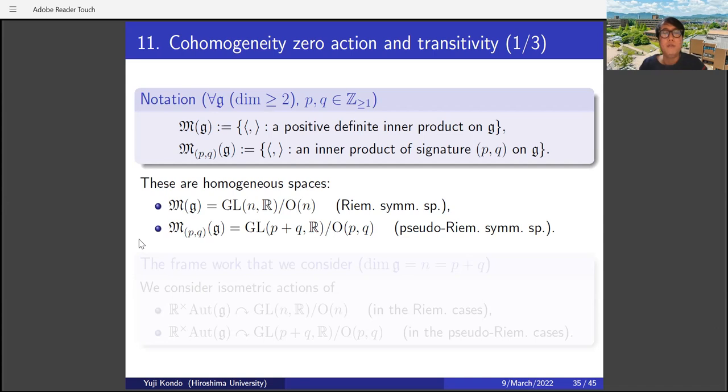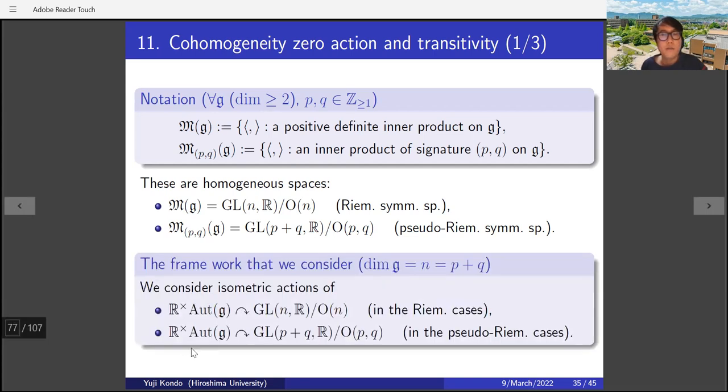So we want to classify left-invariant metrics. In order to do that, the framework that we want to consider is these two isometric actions. In the Riemannian case, we consider the action of R cross O(G) on GL(n,R) over O(n). And in the pseudo-Riemannian cases, we consider this action on GL(P+Q,R) over O(P,Q).